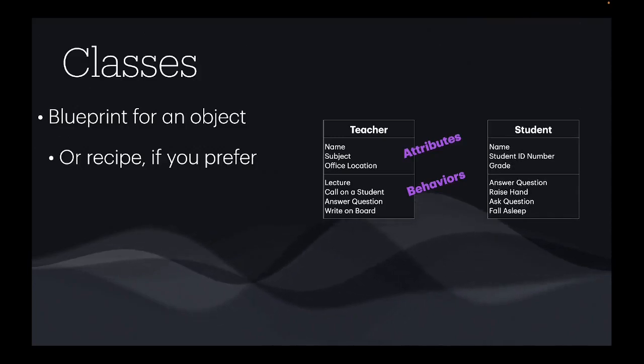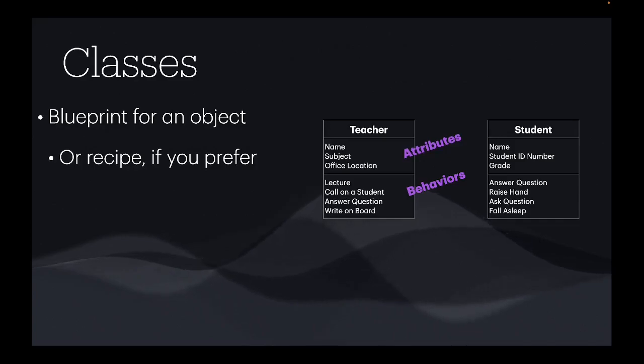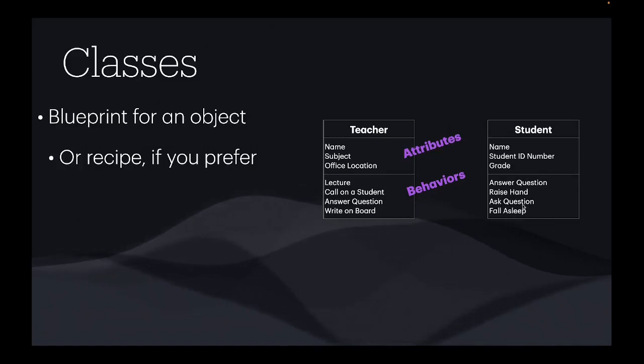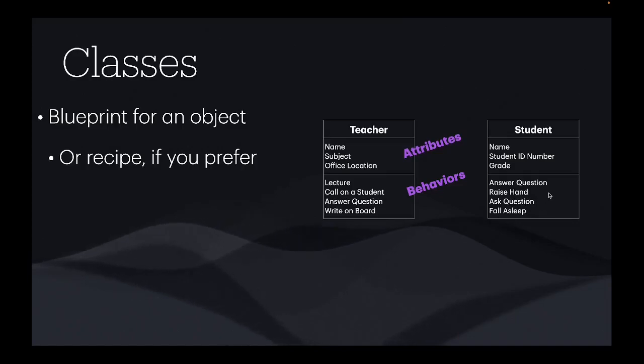If you look around the room and see what other objects are out there, there are going to be probably a bunch of students. And so this is what the student class might look like. Again, class name, some pieces of information associated with the student, name, ID number, grade, and then some behaviors that the student is capable of doing or that we can use the student to do. So answer question, fall asleep, whatever it is.